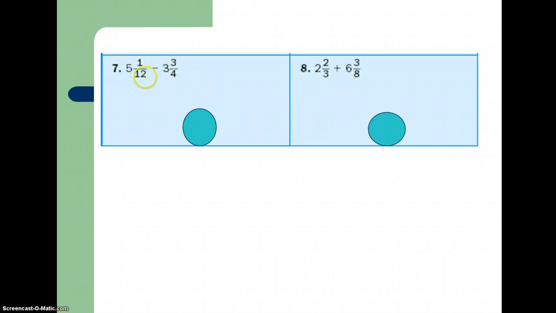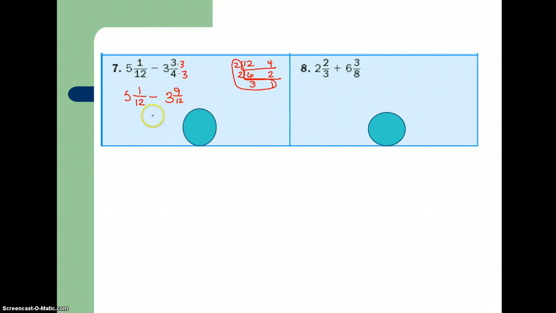Number 7, first thing we want to do is find the LCD. So 12 and 4, both divide by 2. And then 6 and 2 both divide by 2. 2 times 2 is 4. 4 times 3 is 12. So keep the whole number. First fraction stays the same because it's already the denominator 12. Keep the whole number. How'd I get from 4 to 12? Times 3. Do the same thing in the numerator.